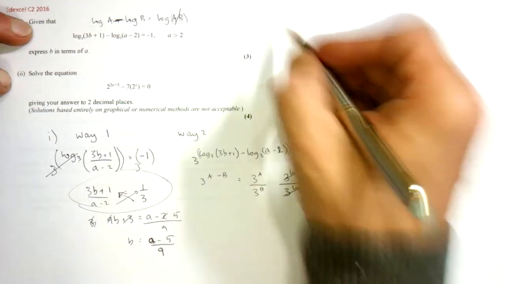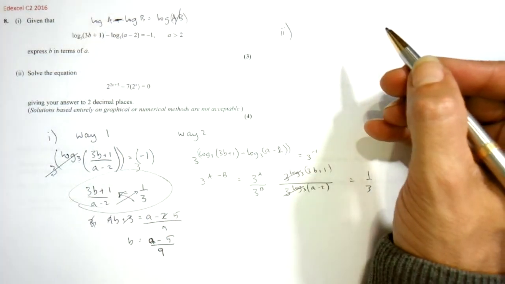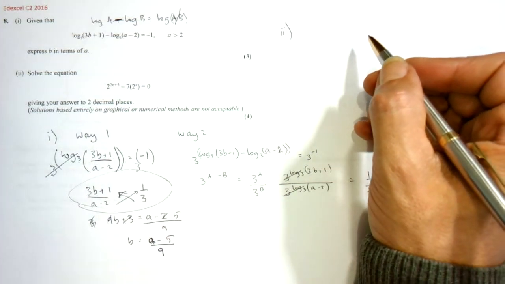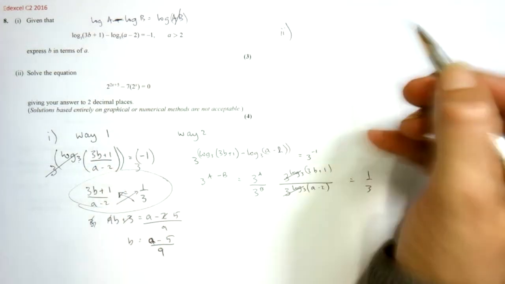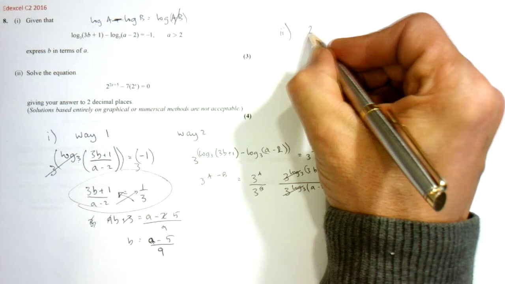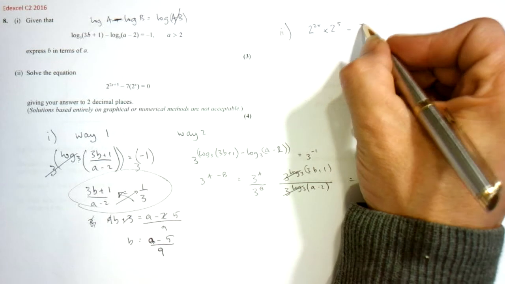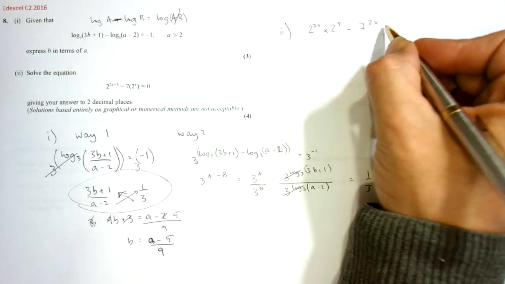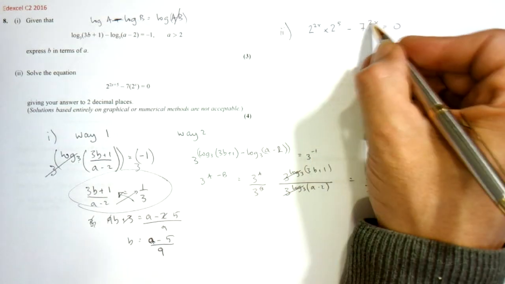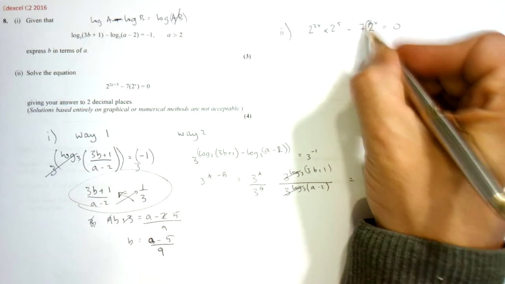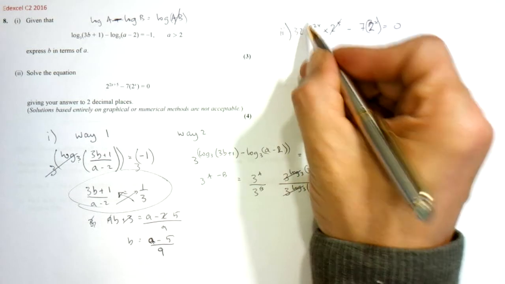Part 2, solve the equation. So solve that equation. Well, this is very much like a hard GCSE question or a moderate C1 type of question. We've got 2 to the power of something and 2 to the power of something else. So we can rewrite that as 2 to the power of 2x times 2 to the 5, take away 7 times 2 to the x equals 0. And 7 times 2 to the power of x. 2 to the 5 is 32, so we can do that.